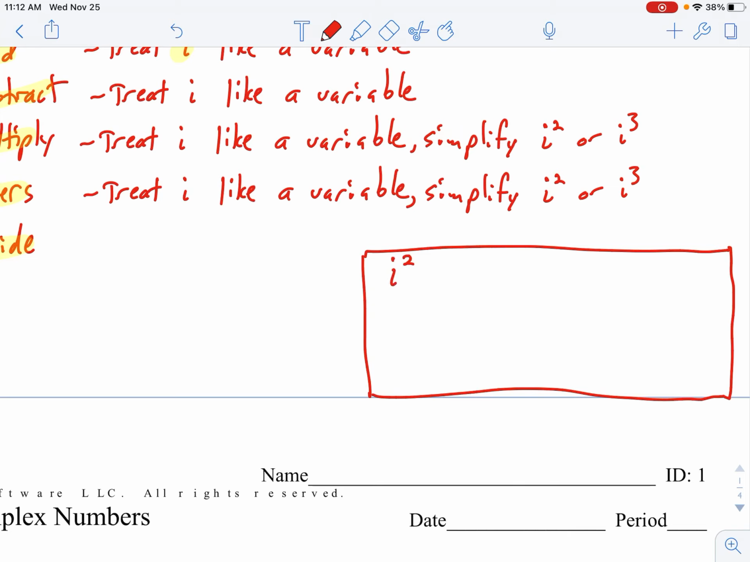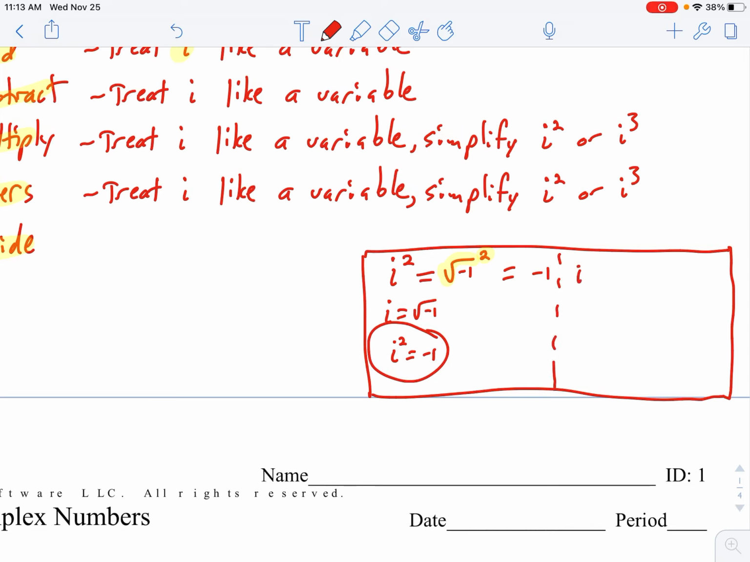What is i squared? Well, remember, i is the square root of negative 1. So i squared would be the square root of negative 1, squared. And what do squares and square roots do to each other? They're opposites, just like plus and minus or times and divide. They cancel each other out. So the square root of negative 1 squared is just negative 1. So if you ever have i squared come up in a problem, it's negative 1. You always simplify i squared to equal negative 1.